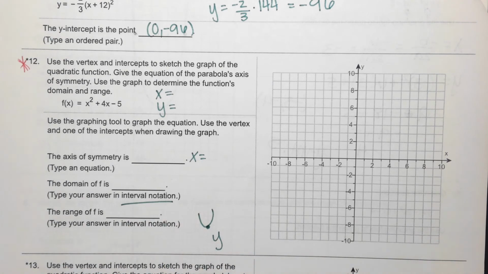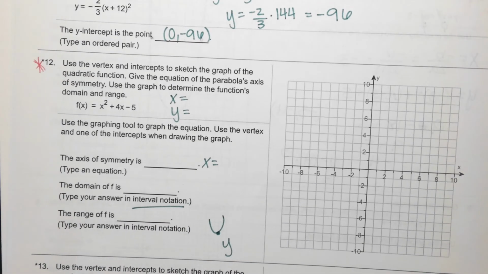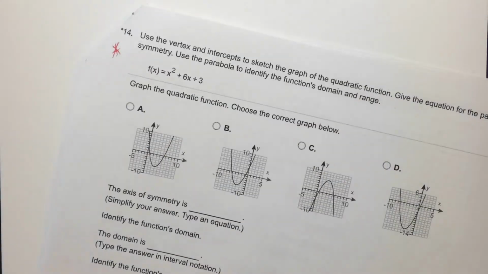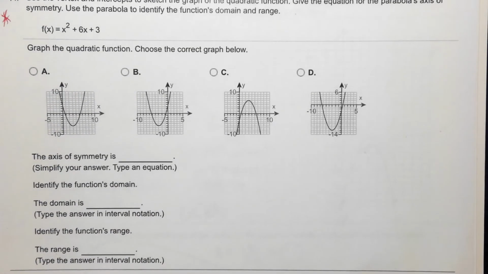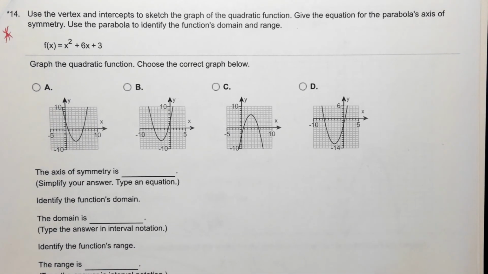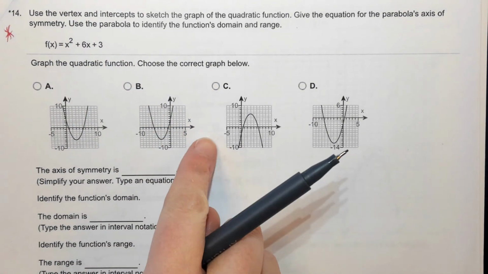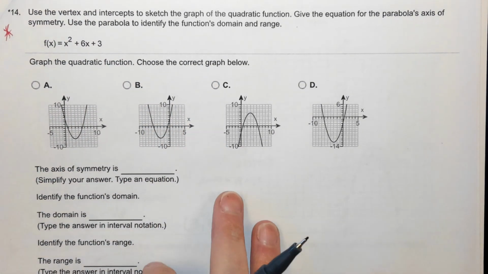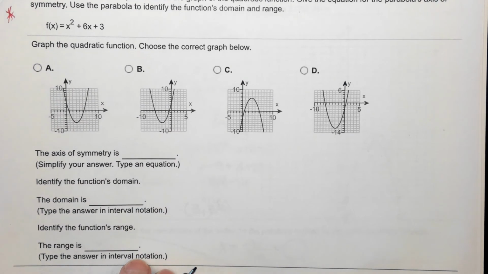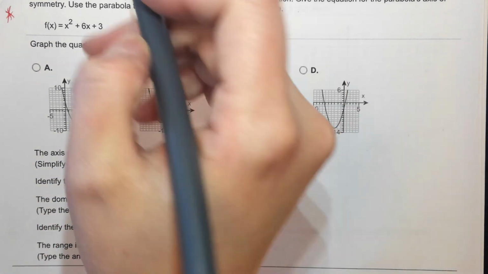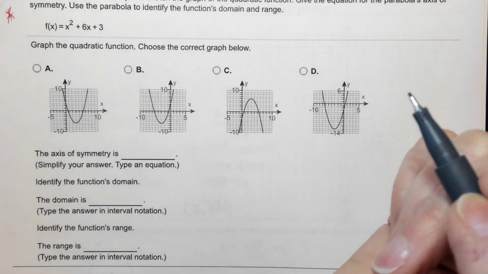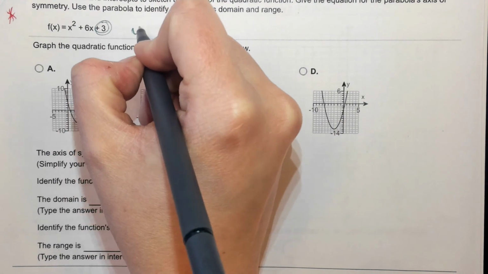Okay, I'm not going to work through that whole one because we've already done some very similar. And then last, looking at number 14, you're given a function in standard form. You're going to pick out the graph, and then you're going to do the axis of symmetry, the domain, and the range. So very similar to problems that we've looked at before. Find the vertex, okay? Find the y-intercept. That will probably help you. Your y-intercept is 3.